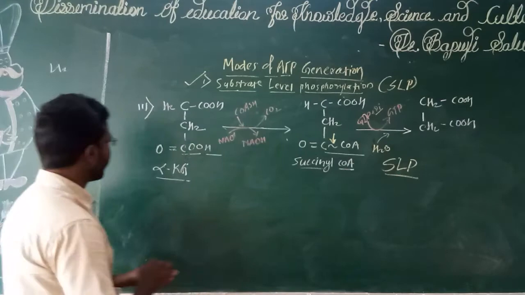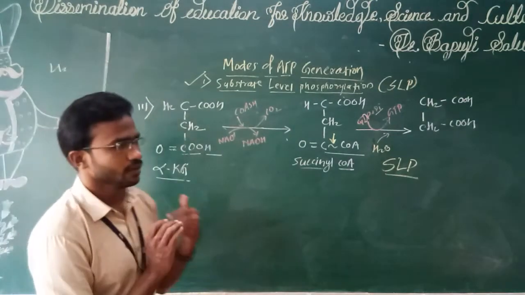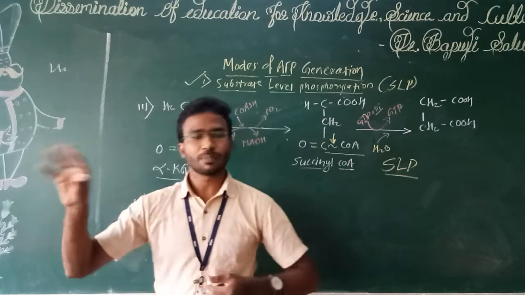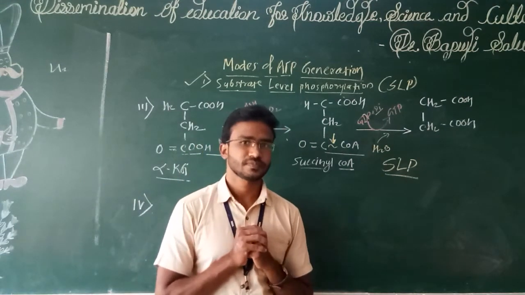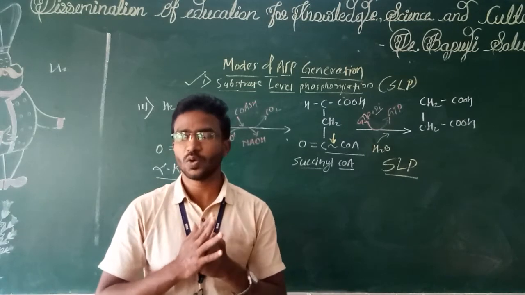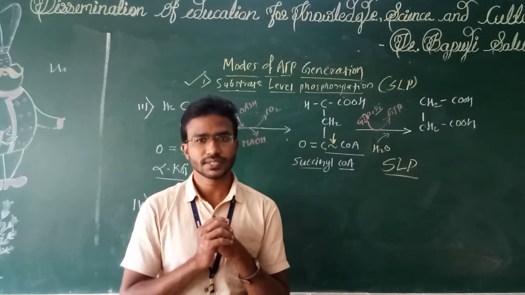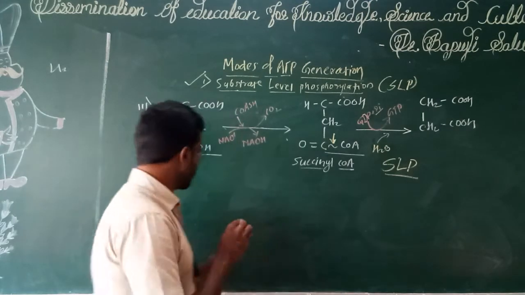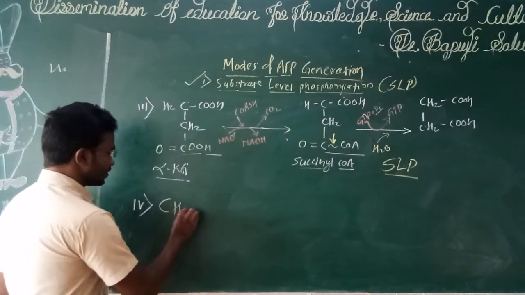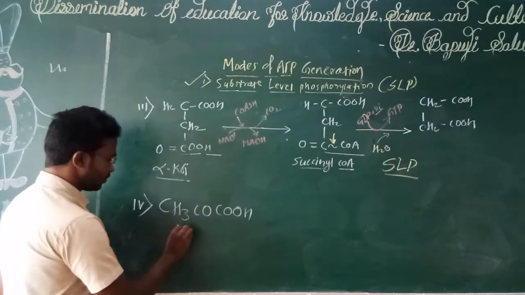Next, one more example we have, that is the fourth example. Now we know that during the EMP pathway the end product is pyruvate. This pyruvate enters the TCA cycle in the form of acetyl CoA. Okay, how exactly does this reaction occur? That is the reaction. This is pyruvate.